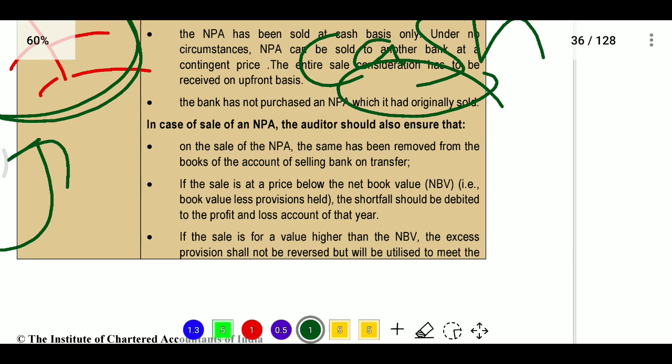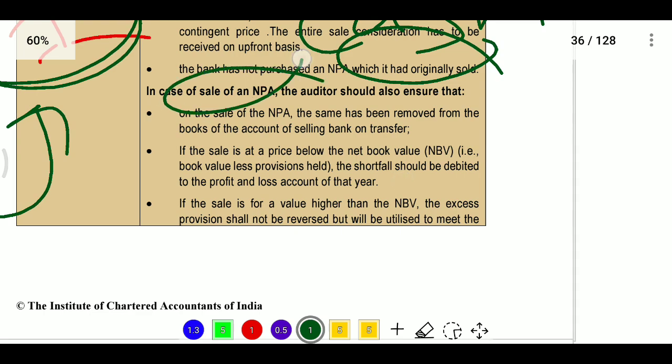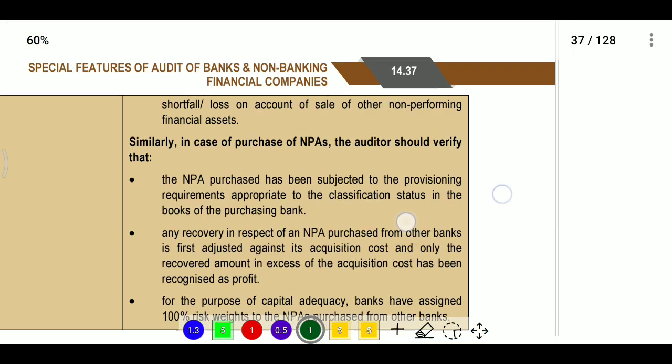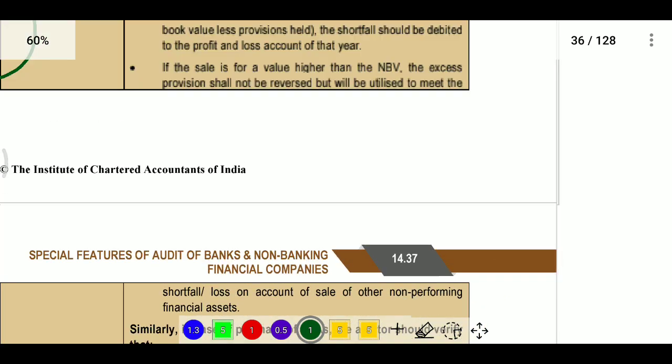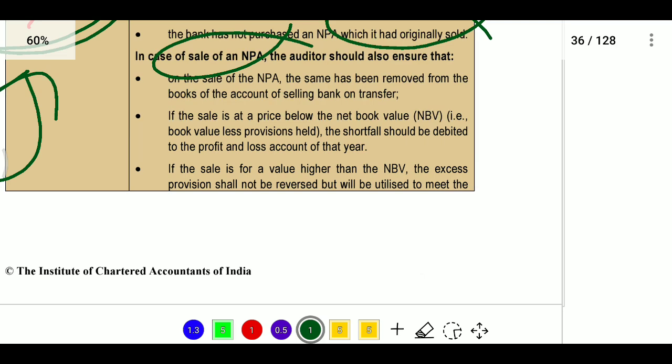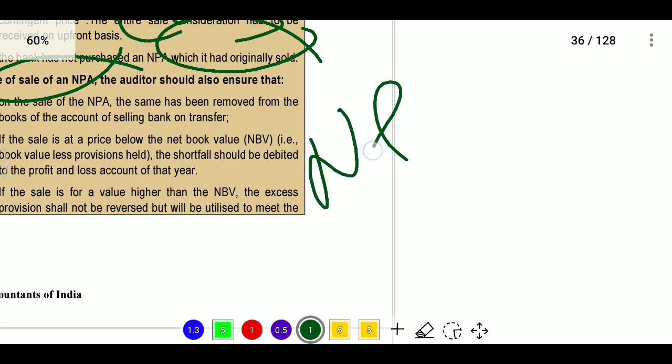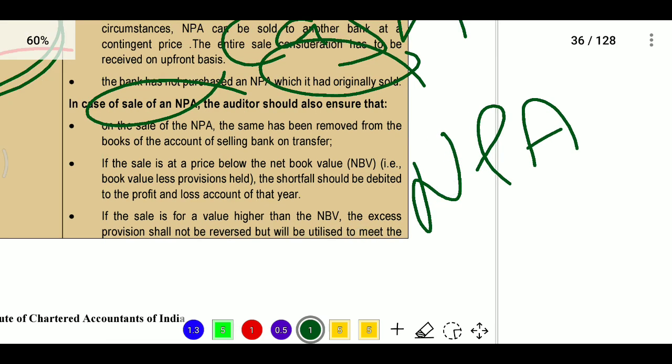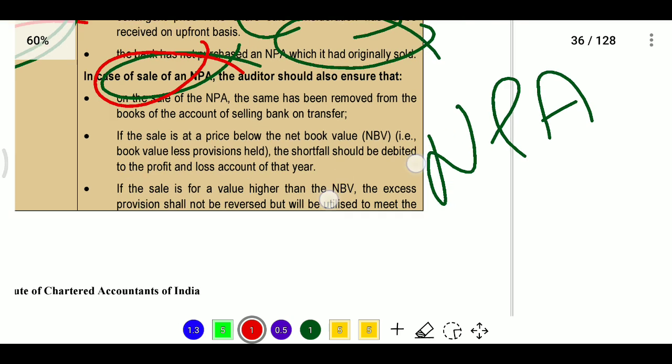Now, a special point in case of an NPA: we need to check some main special points whenever we are selling. The NPA has to be removed from the books of the selling bank. So whenever the bank sells that NPA, it needs to remove that NPA from the bank's books of accounts.